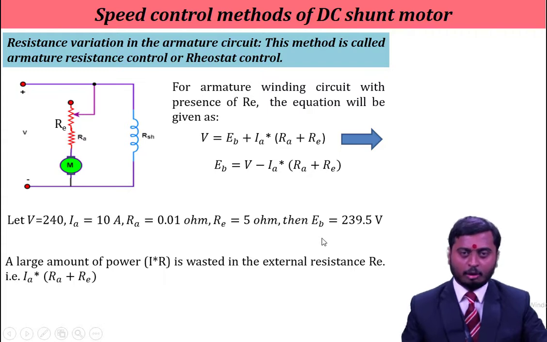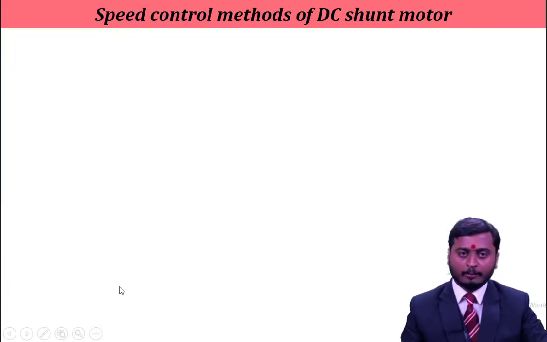So here you observe that after connecting external resistance RE, your value of EB is going to decrease, and we know that N is directly proportional to EB upon phi. So whenever your EB decreases or increases, your speed also decreases or increases. Here a large amount of power, that is I squared R, is wasted in the external resistance RE. That is, this IA squared into RA plus RE is nothing but a lost power.